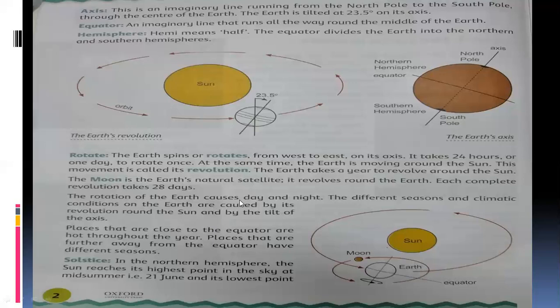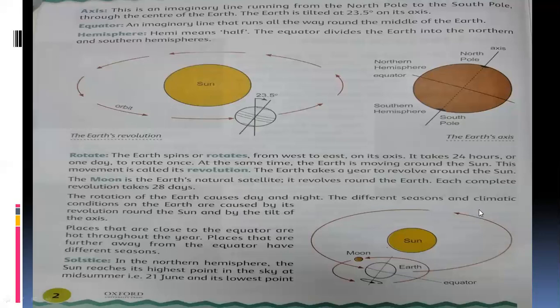The rotation of the earth causes day and night. When the sun's rays fall on the earth, the back side of the earth is in darkness, and that is called night, and the front one is called day. It spins, and that is the cause of day and night, the rotation of the earth.